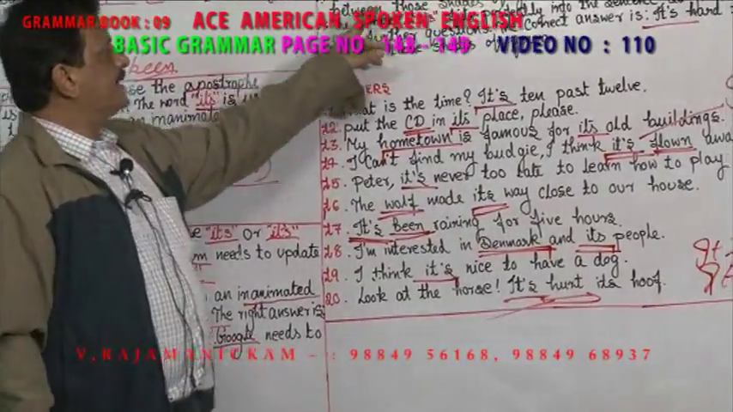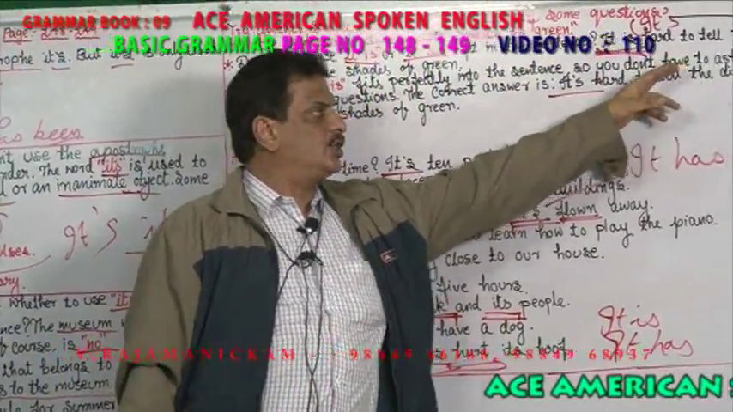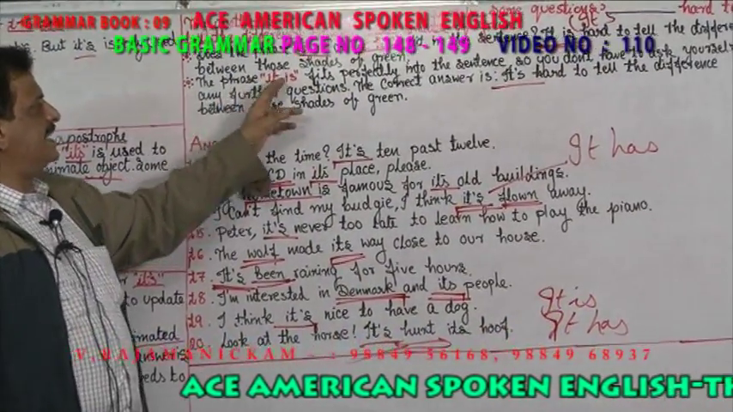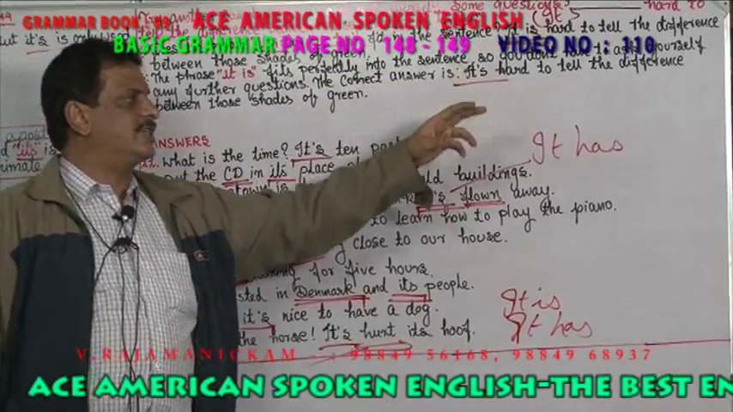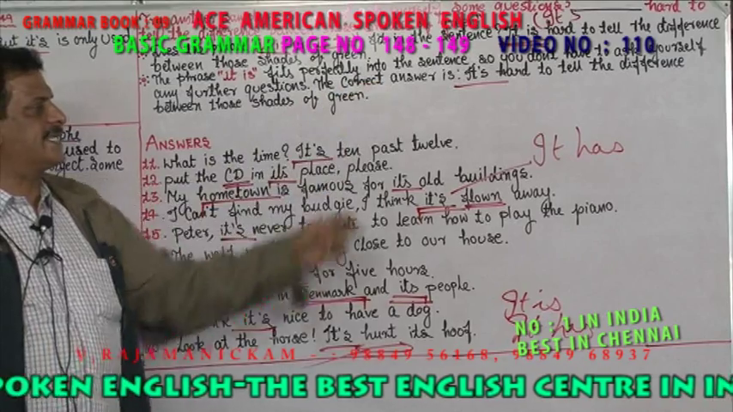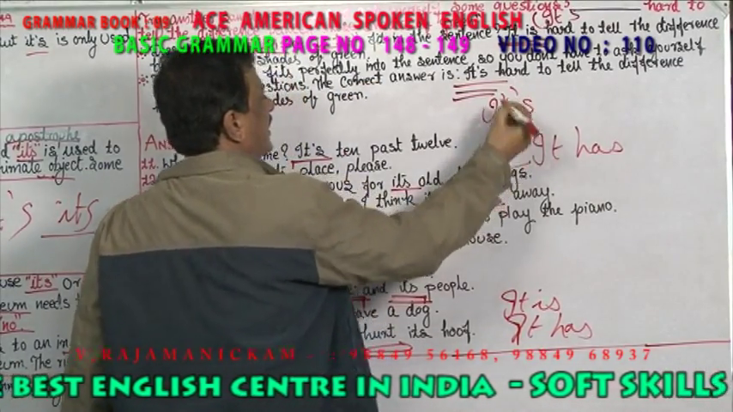Next, does the phrase "it is" or "it has" fit in the sentence? It is hard to tell the difference between those shades of green. The phrase "it is" fits perfectly into the sentence, so you don't have to ask yourself any further question. The correct answer is "it is", so you write it's.